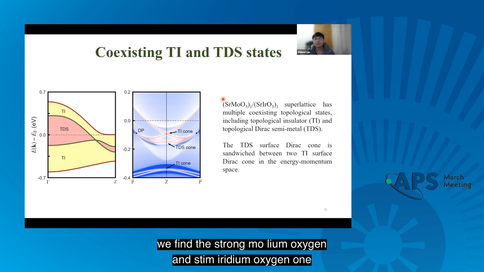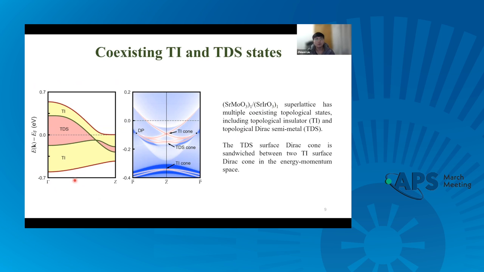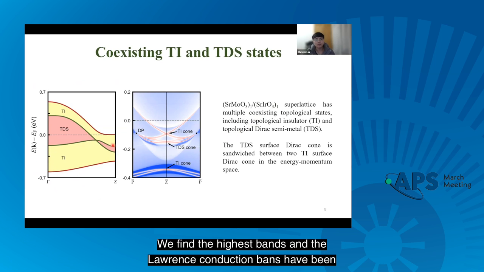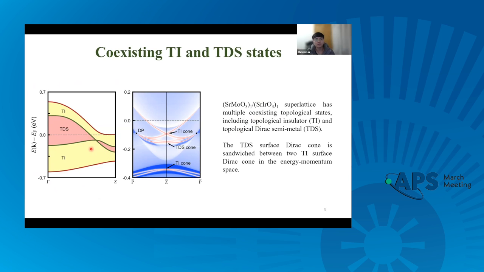Finally, we find the strontium molybdenum oxygen and strontium iridium oxygen 1:1 superlattice has multiple coexisting topological states, including topological insulator and topological Dirac semimetal. The figure on the left shows the band structure of the 1:1 superlattice. We find the highest valence bands and the lowest conduction bands have band crossing. This leads to the aforementioned TDS state.